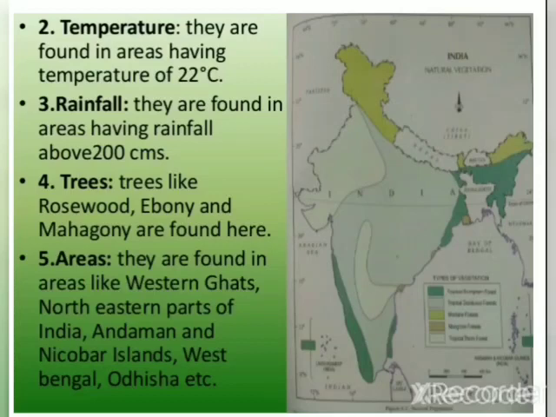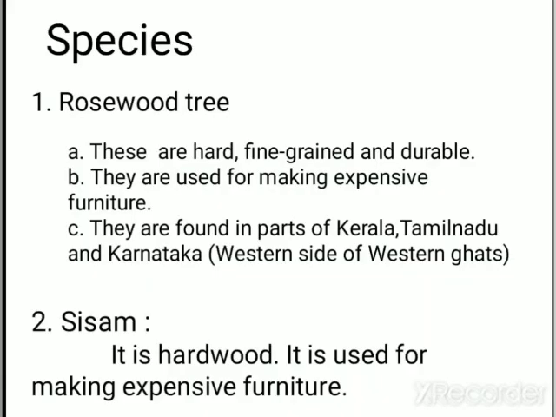Evergreen forests have not been properly exploited due to dense undergrowth and lack of transport facilities. So this is not economically used. Okay. Species that are found in this forest are rosewood tree, and its characteristics are like these trees are very hard, fine grained and durable. They are used for making expensive furniture. They are found in parts of Kerala, Tamil Nadu and Karnataka, and especially in the western side of the Western Ghats. The next is sesame.